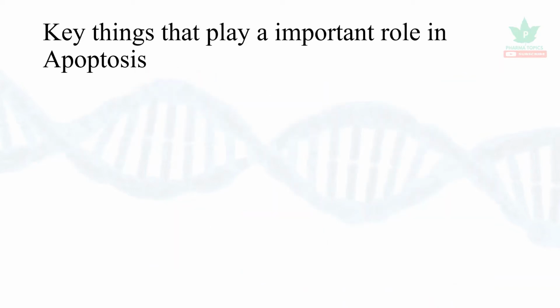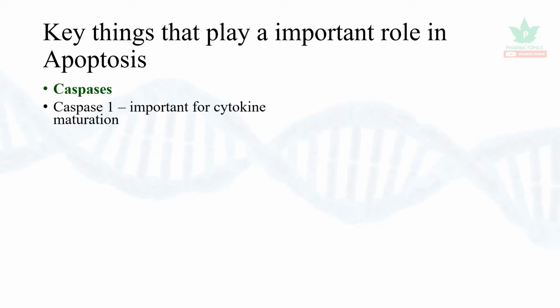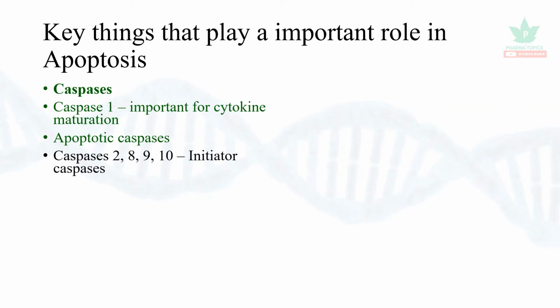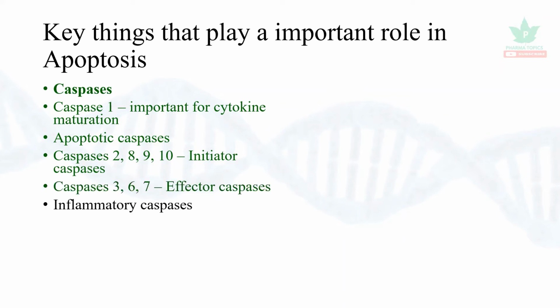Let us see the key things which play an important role in apoptosis. They are caspases. Caspase 1 is very important for cytokine maturation. The apoptotic caspases 2, 8, 9, 10 are initiator caspases. Caspases 3, 6, 7 are effector caspases. Inflammatory caspases are caspases 4 and 5. And the caspase which is essential for skin development is caspase 14.